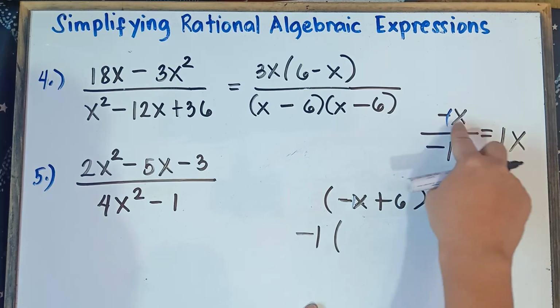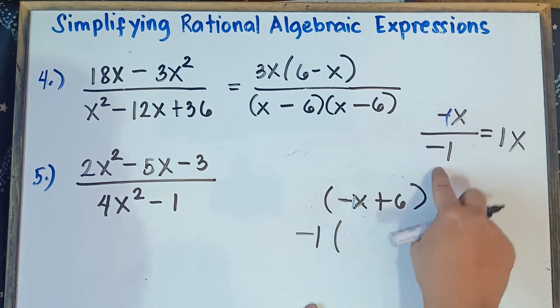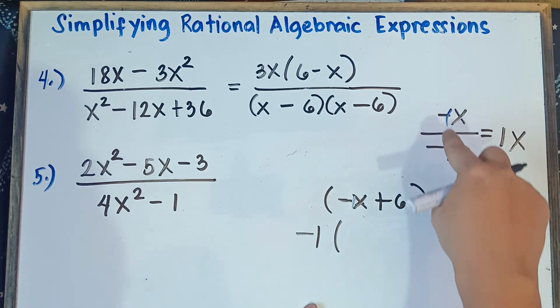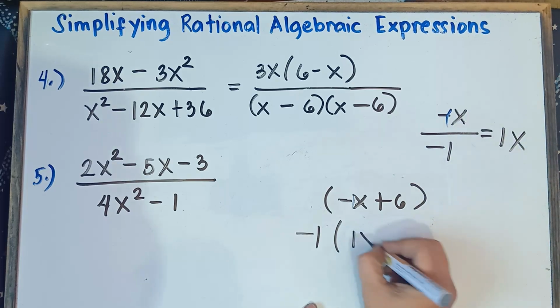Negative x is negative 1x. We can write 1, class. That's okay. Negative 1x divided by negative 1: negative 1 divided by negative 1 is 1. Simply copy x. So that would be 1x.